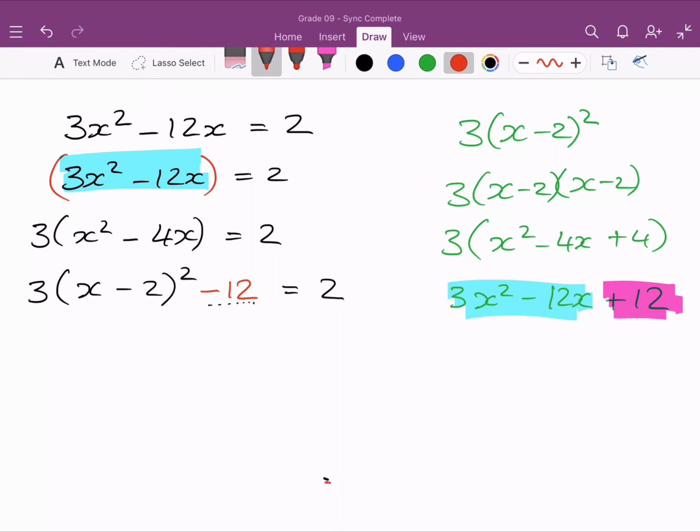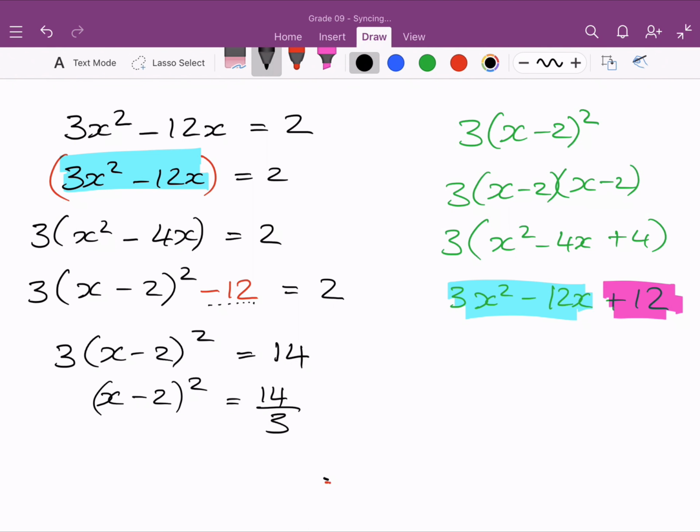Okay, now we can work with this. What do we have to do here? Well, we have to add 12 to both sides, so that gives me 3 times x minus 2 squared equals, I was going to say 24, but it's 14, because we add 12 to both sides. We've got this 3 on the front now, so before I can square root, I have to get rid of the 3. So that becomes x minus 2 all squared equals 14 all over 3. As you can see, it's not very nice. However, we can still work with it.